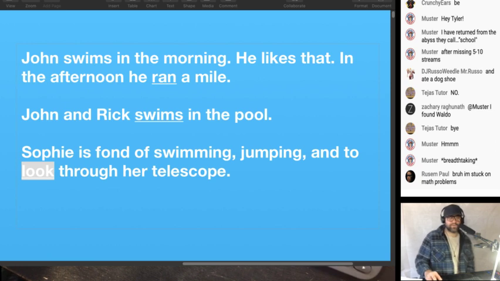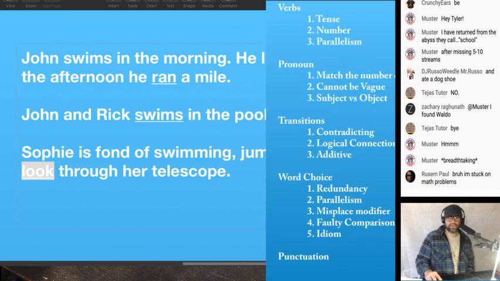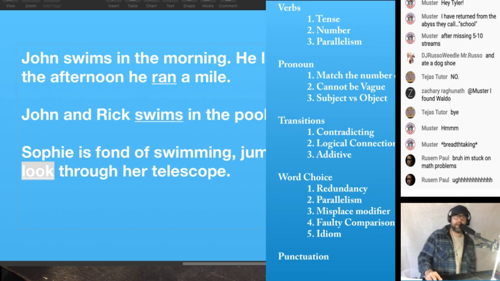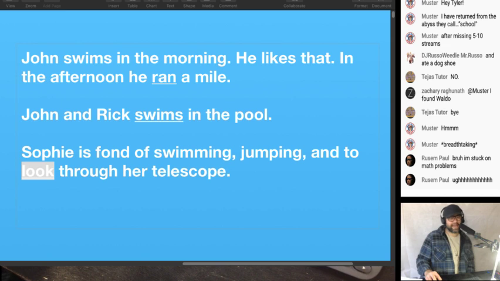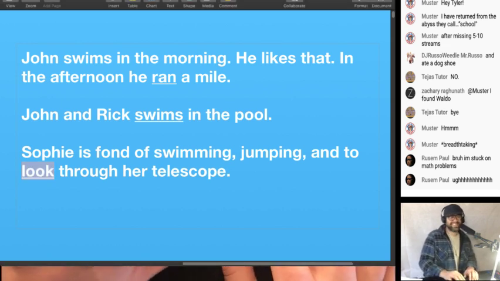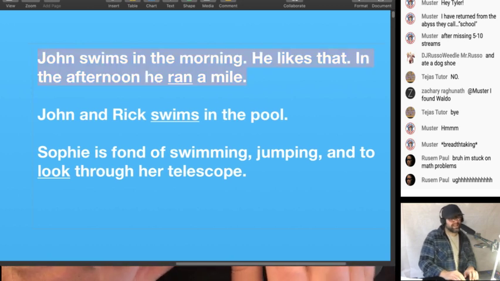Okay, cool. So that's that. So the next thing that we're going to look at is pronoun. We need to match the number. It cannot be vague, and it has to be a subject versus object. That needs to be correct. So matching the number is easy.